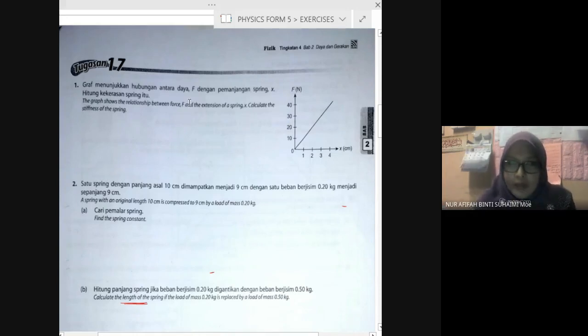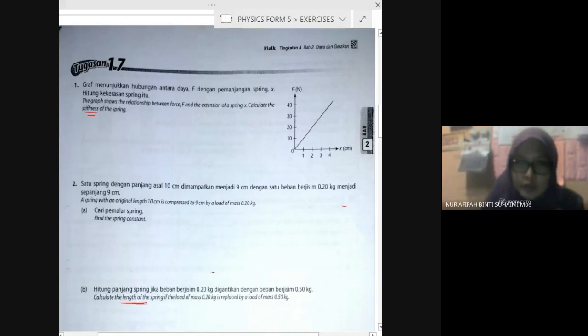Okay, number 1. This one, dia punya level rendah. Dia bagi dah graph. The graph shows the relationship between force and extension. Calculate the stiffness of the spring. Stiffness of the spring, how stiff the spring is. So stiffness here refers to the spring constant K. The question wants you to calculate the spring constant K. You are given a graph F-x.